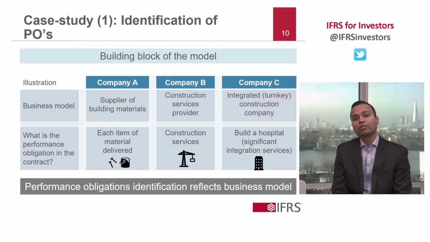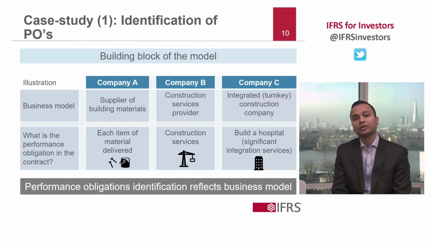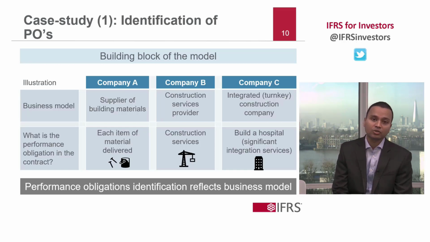Company B may be contracted by a customer to provide construction services to build a hospital while not requiring it to procure materials or providing significant integration services associated with the management of the overall construction of the hospital. In this case, it is the construction service alone that is the performance obligation for Company B. And finally, Company C may be contracted by a customer to build a hospital, which includes providing end-to-end management of the procurement of materials, construction services, engineering, project management, and therefore significant integration services. In this case, delivery of a fully constructed hospital is the performance obligation of Company C.